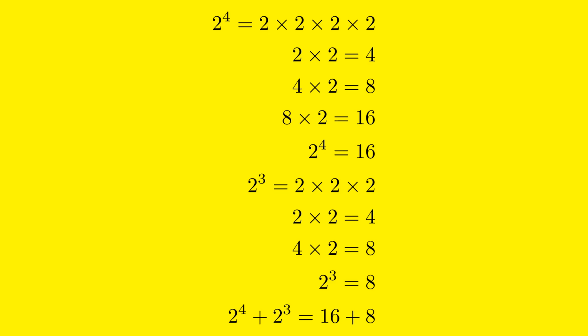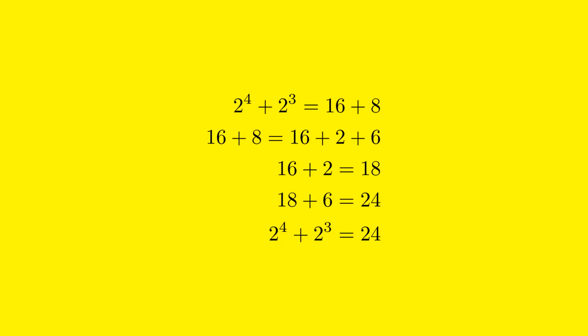Next, we simplify 2 to the power of 3. Start by multiplying 2 by itself a total of 3 times. First, 2 times 2 equals 4. Then, multiply 4 by 2. 4 times 2 equals 8. Therefore, 2 to the power of 3 equals 8. So our expression 2 to the power of 4 plus 2 to the power of 3 is altered to 16 plus 8. The next step will be to add these two results together.